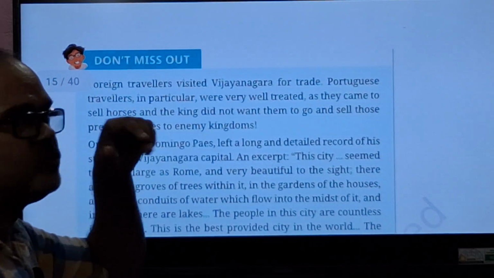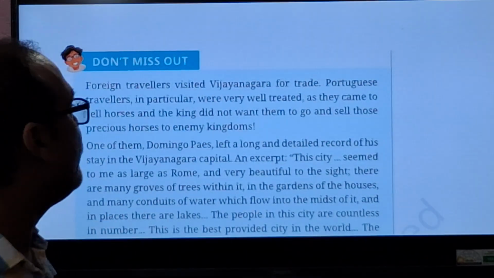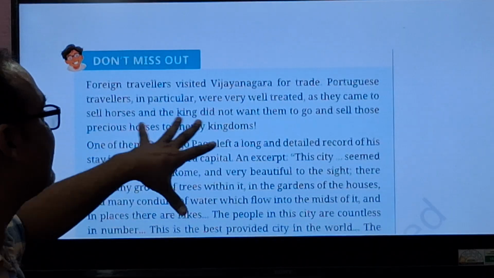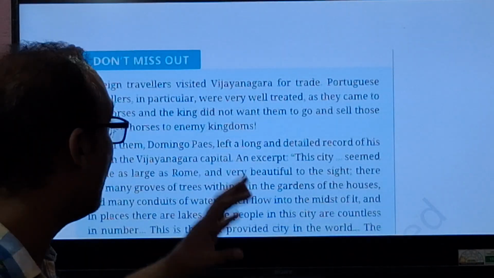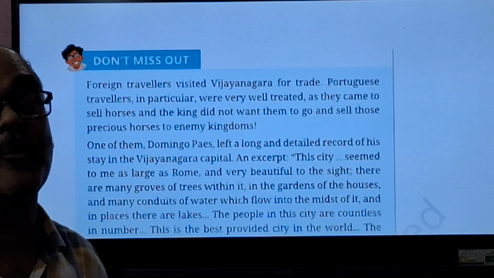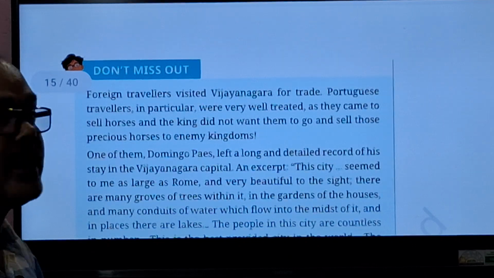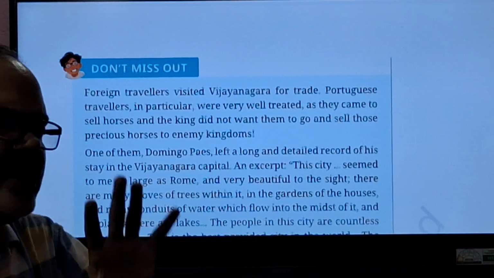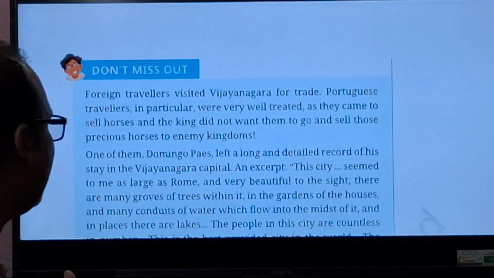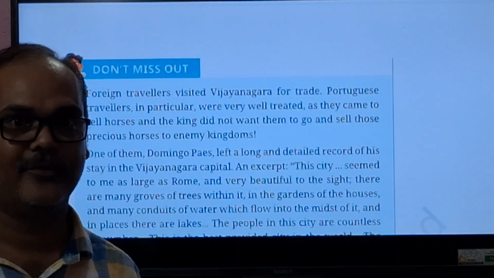Among the foreign travelers who visited the Vijayanagar Empire were the Portuguese travelers, who were very well treated. They came to sell horses, and the king did not want them to go and sell those precious horses to enemy kingdoms. One of them was Domingo Paes. And he left a long and detailed record of the Vijayanagar Empire. He wrote detailed information about how beautiful this city is, and he compared the Vijayanagar Empire with Rome, right?